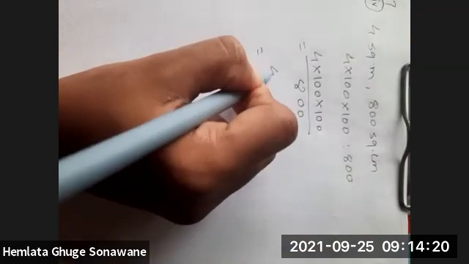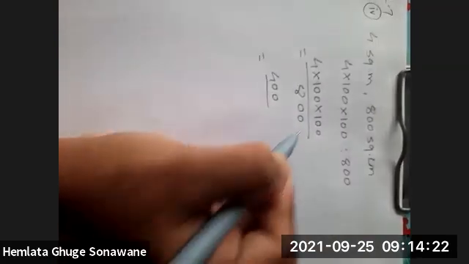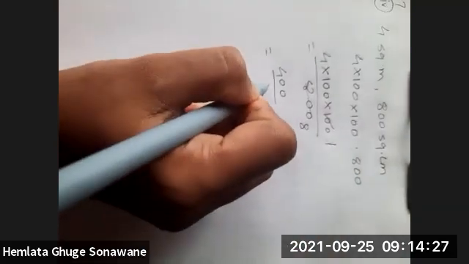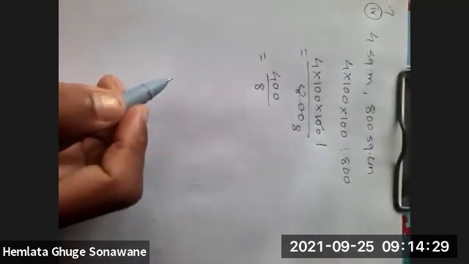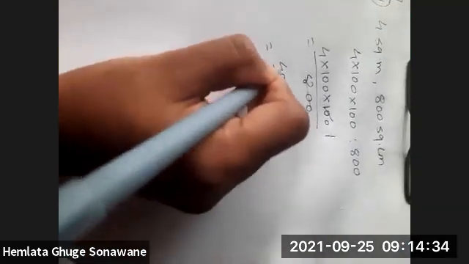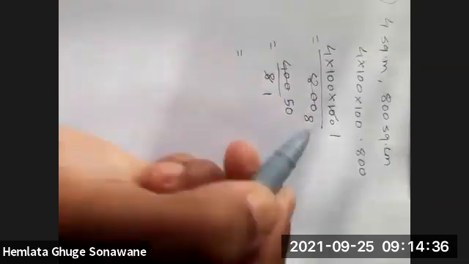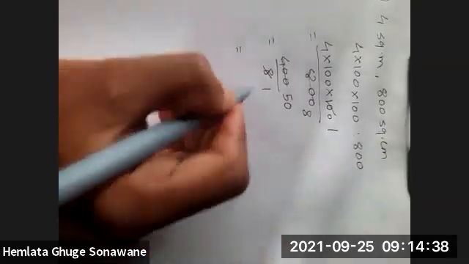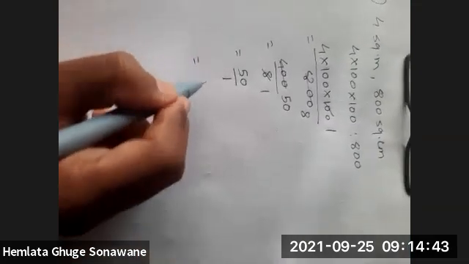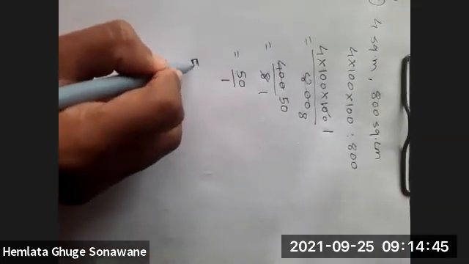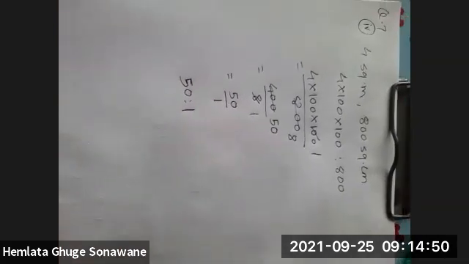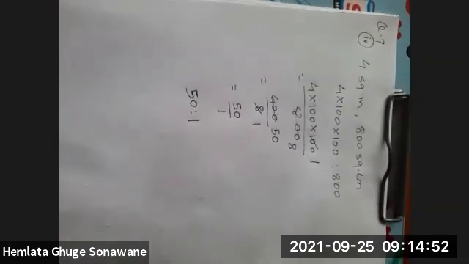So it becomes 400 upon, we'll divide, 100 ones are 100 and 100 eights are 800. So 400 upon 8. If we simplify this, 8 ones are 8, 8 fives are 40 and 0. So that is 50 upon 1. So the given ratio is 50 as to 1. Its reduced form is 50 as to 1.